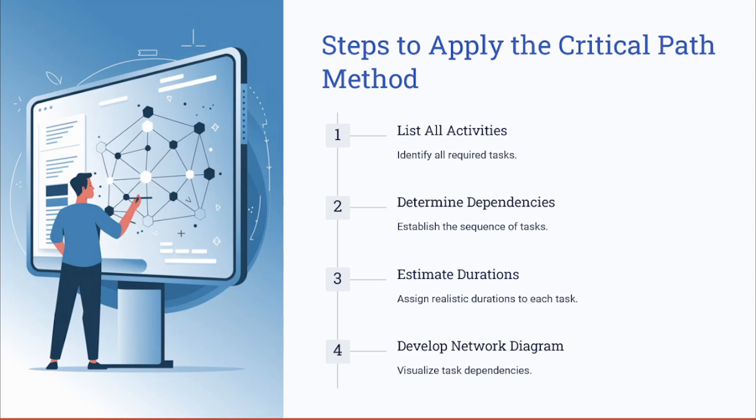So if the coding phase takes longer than expected, of course, it's going to impact the testing and deployment. So by analyzing the critical path of the coding phase, project managers can allocate extra resources to the coding phase, and that will help them reduce the potential delays.